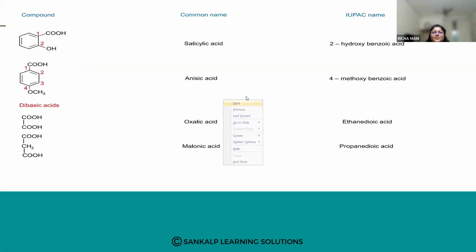Next compound. Here you can see the 1 and 2 positions. COOH will give the first name, and this will be a substituent. So 2-hydroxy benzoic acid. The common name is salicylic acid. Then here again 1, 2, 3, 4, so 4-methoxy benzoic acid.